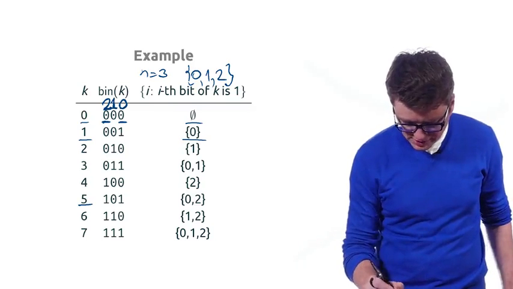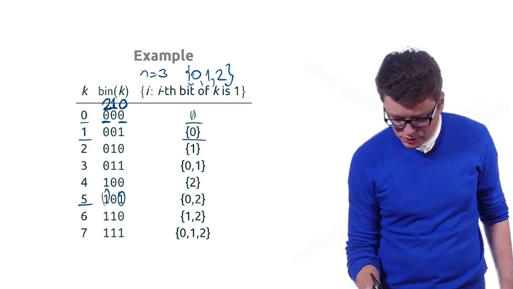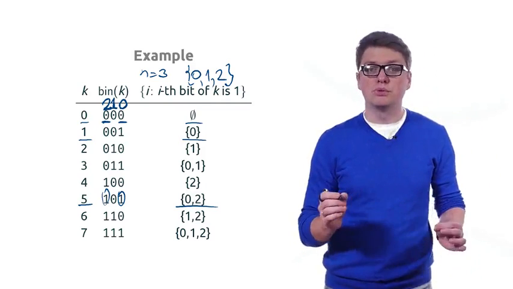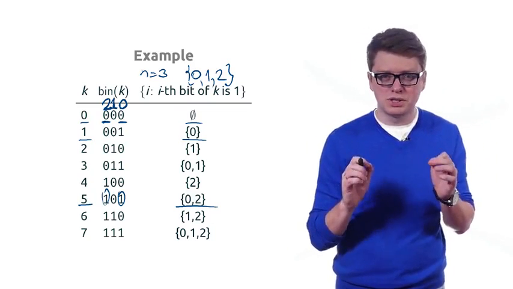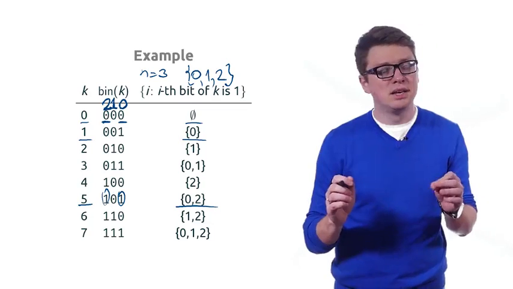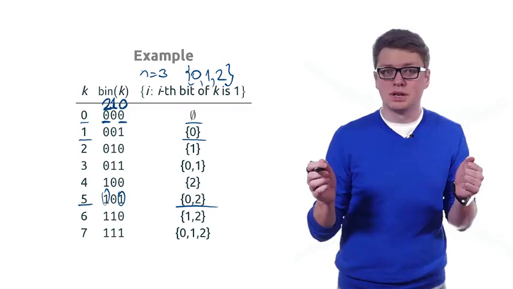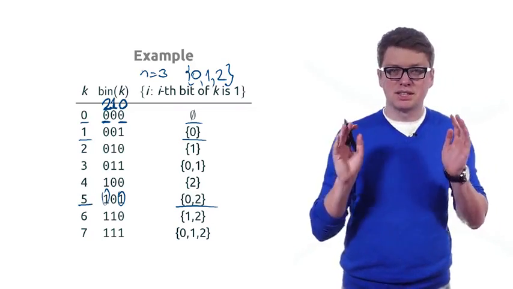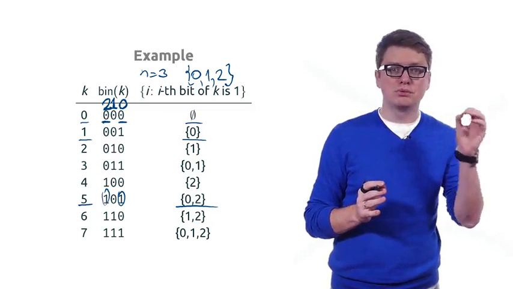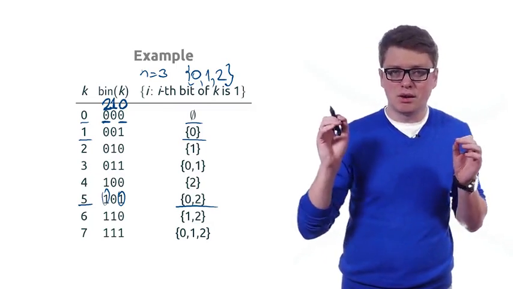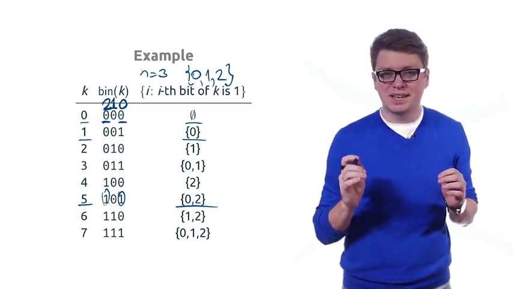And this corresponds to the fact that 0 is taken and 2 is taken, but 1 is not taken. So this corresponds to the subset {0, 2}. This is convenient, because in programming languages, working with integers is particularly easy. So it is convenient to work with integers instead of sets. And we've just established a nice one-to-one correspondence between integers in the range from 0 to 2^n minus 1 and all subsets of a set of size n.